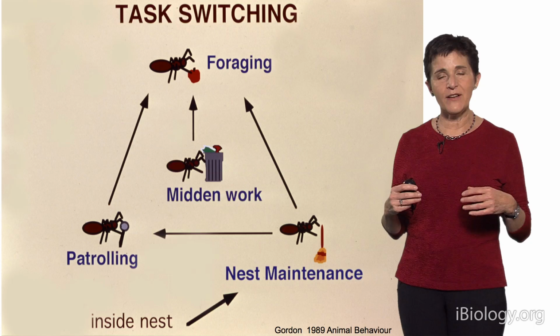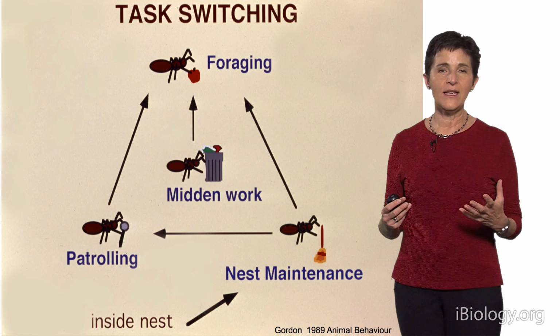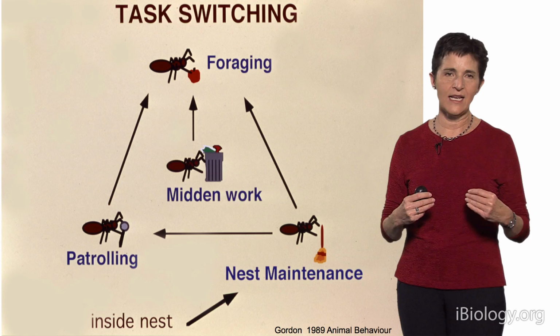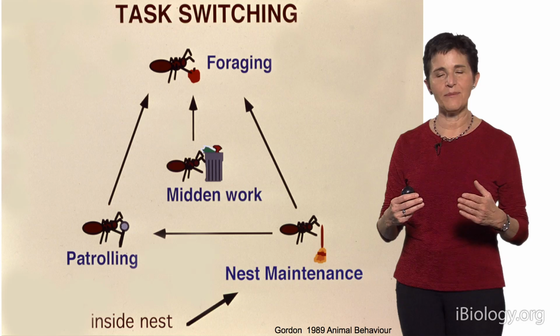But if more ants are needed to do nest maintenance, so for example, if I create a mess that the nest maintenance workers have to clean up, then none of the others will switch back to do nest maintenance work, and they have to get new nest maintenance workers from the younger ants inside the nest. So there's a one-way flow of ants from the younger ants inside the nest through nest maintenance. Some of them become patrollers, and everybody eventually ends up as a forager. And once an ant is a forager, it doesn't come back.